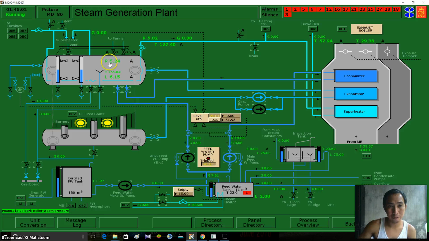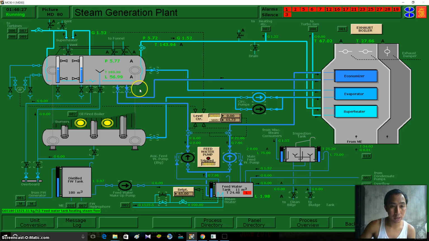So we have a 5 pressure. So our steam is ready. Okay, we're going to open the heating for our feed water tank since it is low. So simply by opening this valve. So the set point is 65. So we have our flow here. So the G is flow. We have the flow of steam.